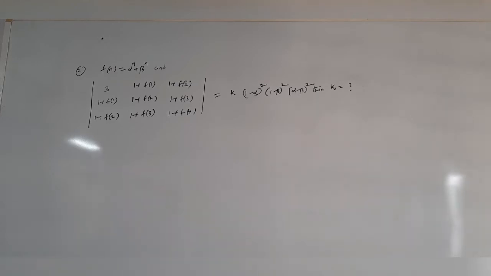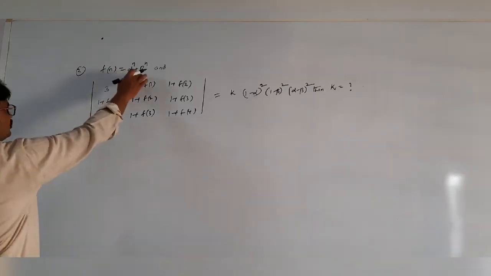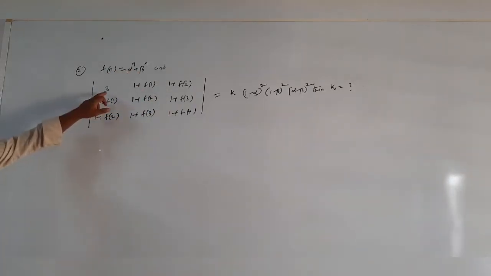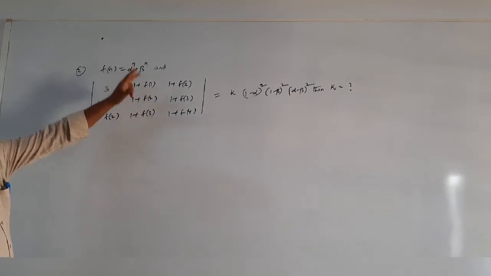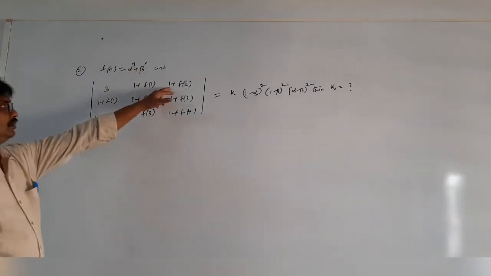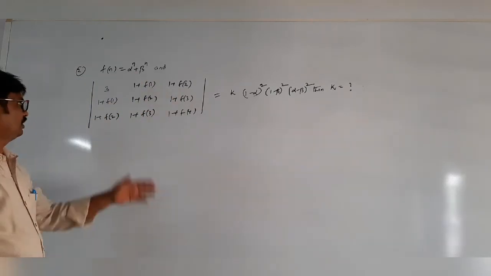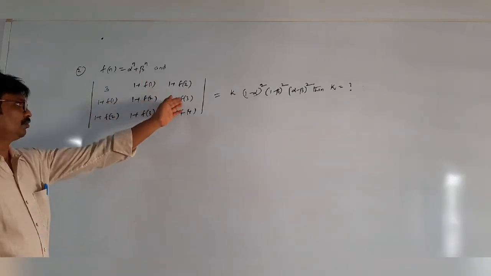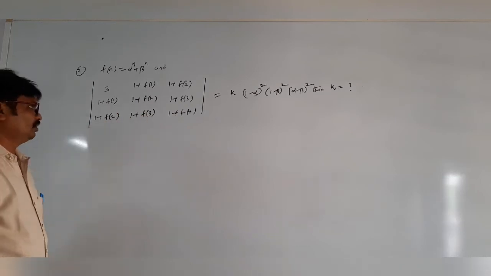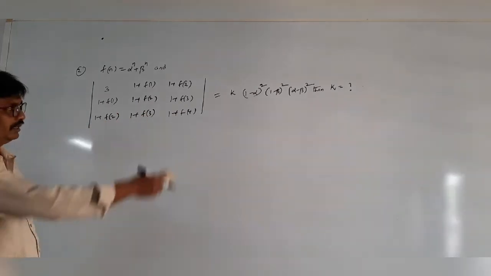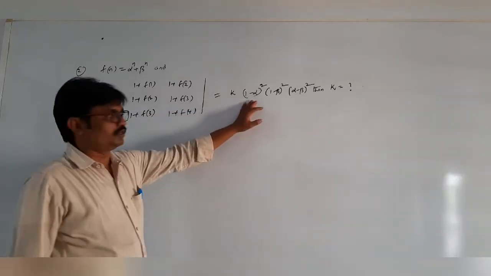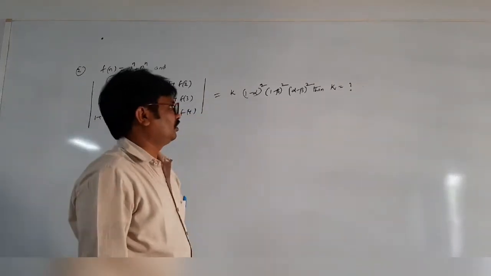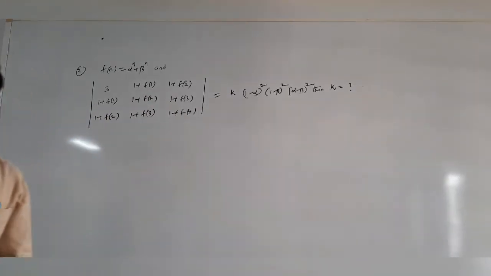Okay, students. Now the second one. Let f of n equal alpha power n plus beta power n, and the determinant 3, 1 plus f of 1, 1 plus f of 1, 1 plus f of 2, and 1 plus f of 2, 1 plus f of 3, 1 plus f of 2, 1 plus f of 3, and 1 plus f of 4 is there. F of 1 means alpha plus beta. So f of 2 means alpha square plus beta square. This equals K into (1 minus alpha) whole square, (1 minus beta) whole square and (alpha minus beta) whole square. Then find the value of K. Okay students, this is another JEE Mains question.